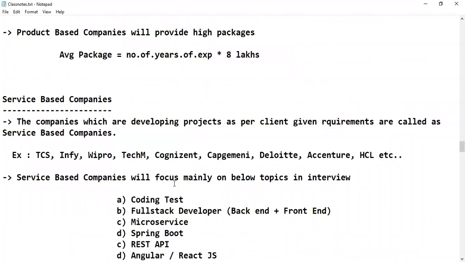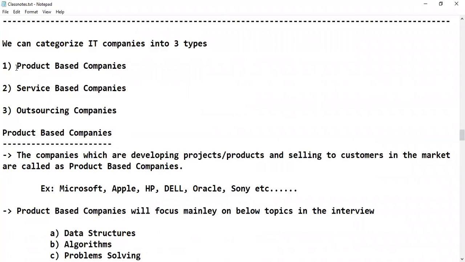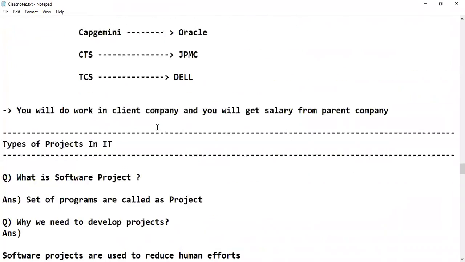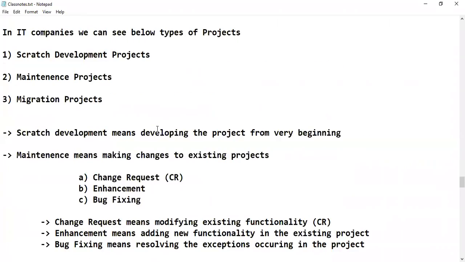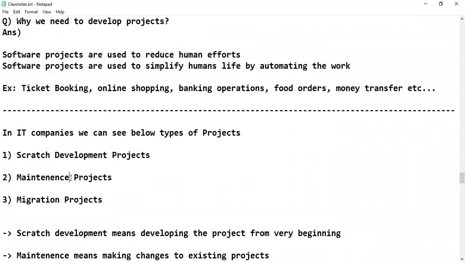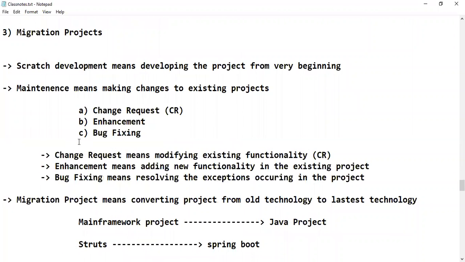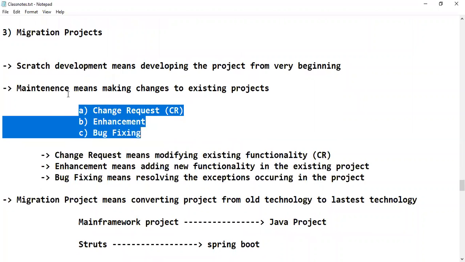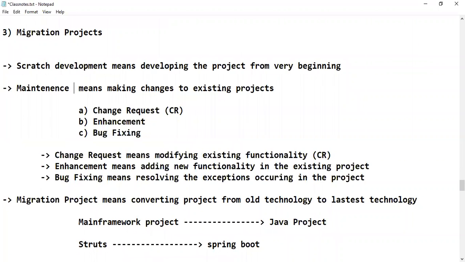Now, how many types of companies are available? There are 3 types of companies: product-based companies, service-based companies, and outsourcing companies. Guys, here, a maintenance project is also called a support project. Support and maintenance are both the same. Change request, enhancement, and bug fixing will be available in the support project. Maintenance or support means making changes to an existing project.